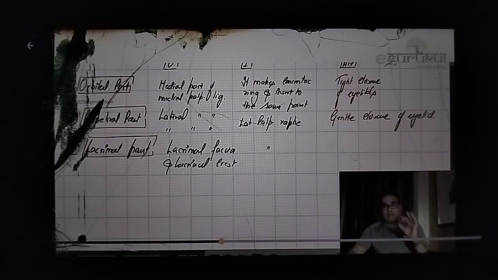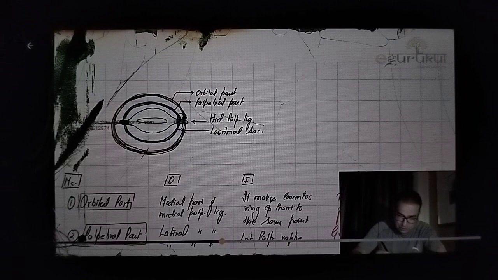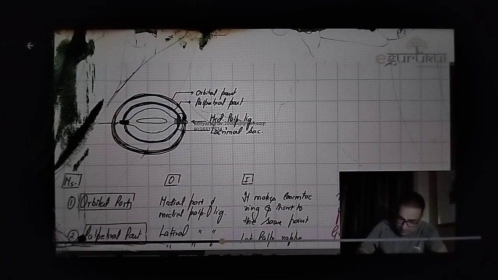But I'm telling you, it is present in front of the tarsal plate, something like this. I'll use a different color to show it, a red one here. So it is coming from the lacrimal sac over there.